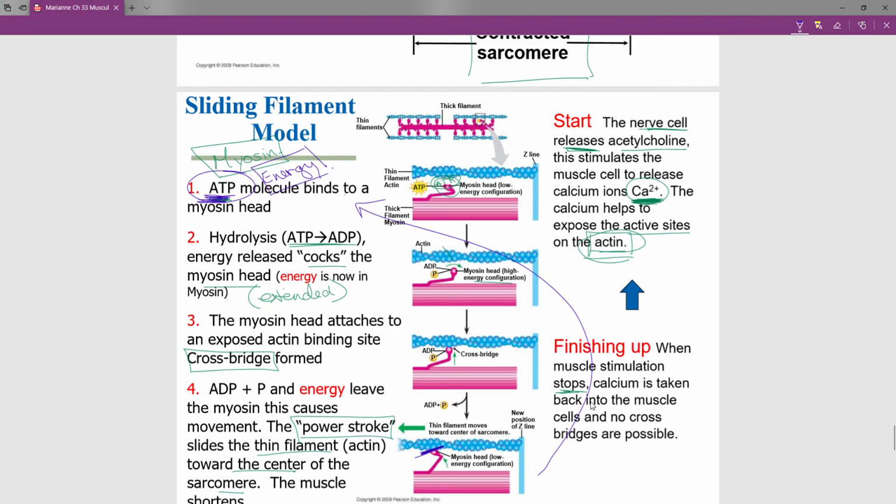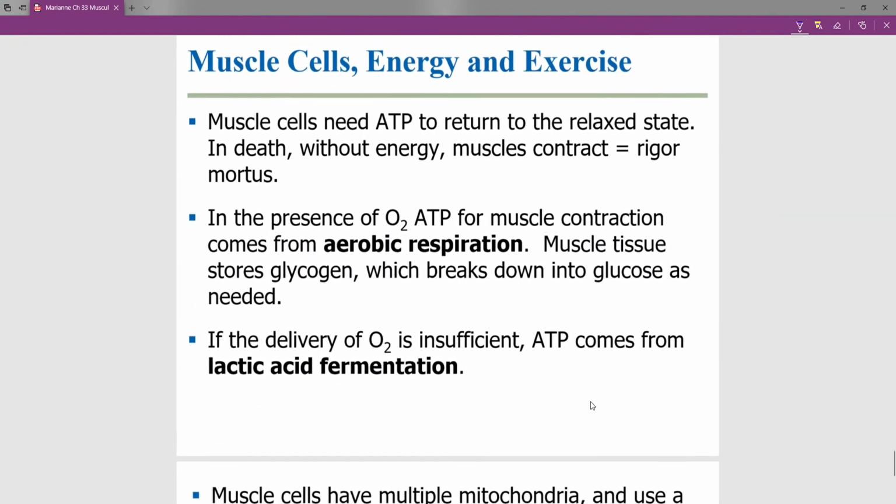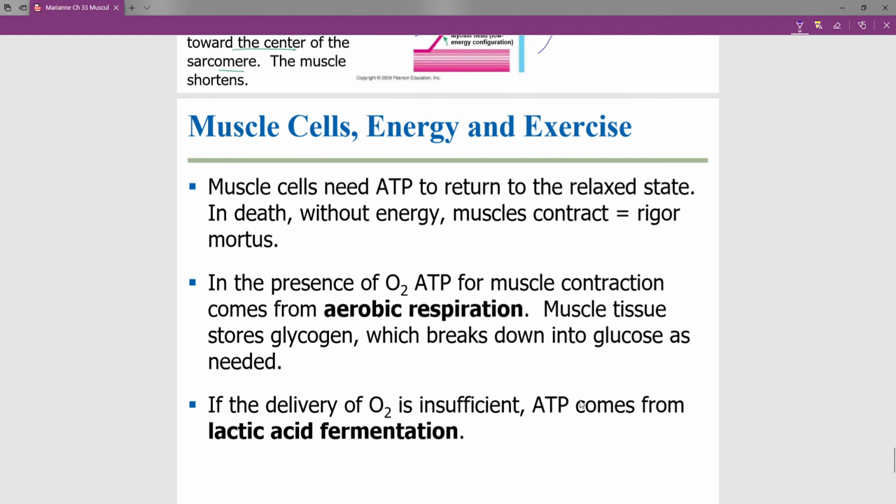In the crash course video, there's more of an explanation for that if you want to check that out. There's a little bit more on a more positive topic rather than death and rigor mortis, in that muscle cells, energy, and exercise are often something that we are interested in. And so we do need, like I said, that ATP for the energy, or for the muscles to return to their relaxed state.